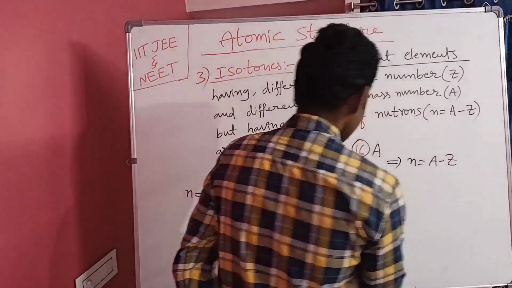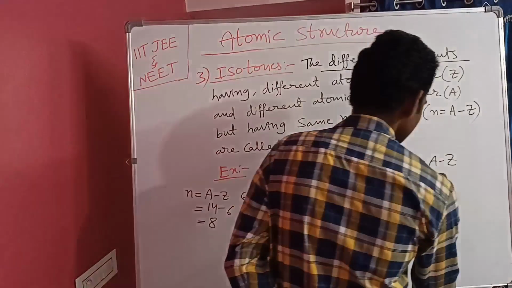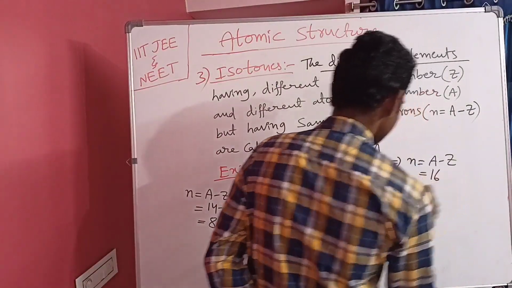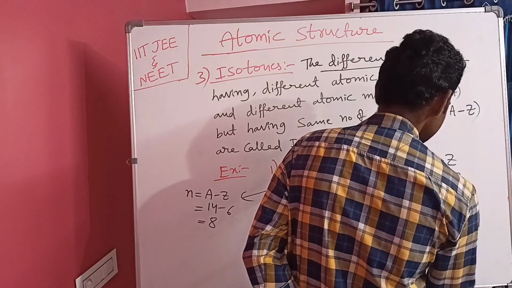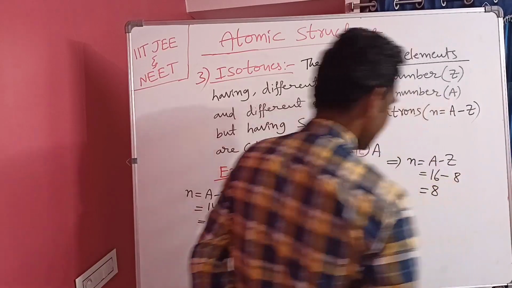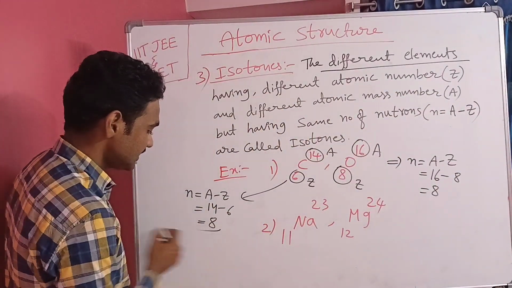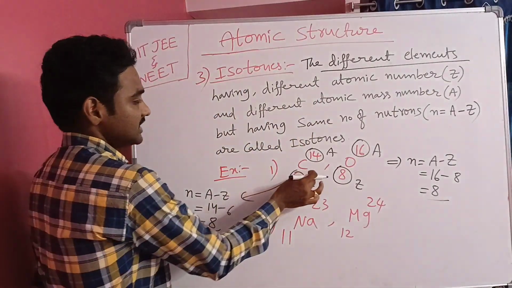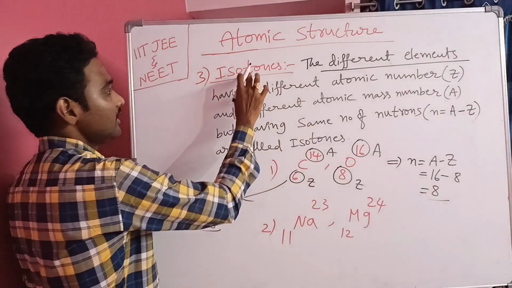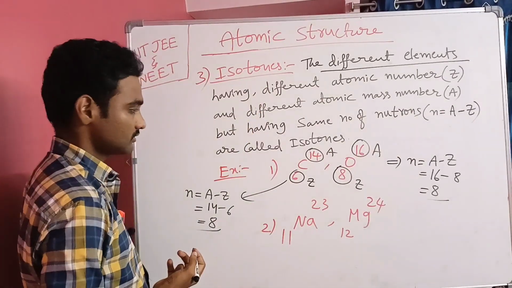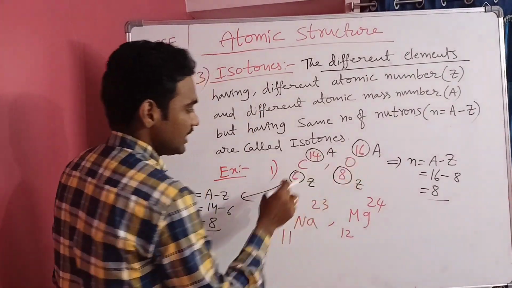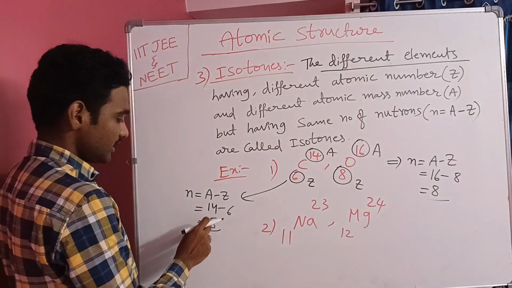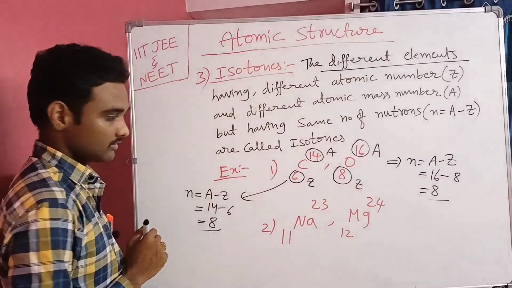Next, in oxygen I have to check once. A value 16, Z value 8. 16 minus 8 is 8. So number of neutrons here is 8, and here 8. Have you understood? Such elements are called isotones. Different A values, different Z values, but the number of neutrons is the same.